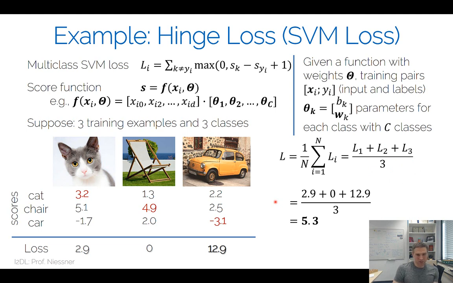Okay, and then finally, we have to compute the total loss, which is the sum of all of these three samples. So we have 2.9 plus 0 plus 12.9. This is this one here. So three losses, we average it, divide it by 3, and then our total loss is 4.3. Okay, so this is the hinge loss.